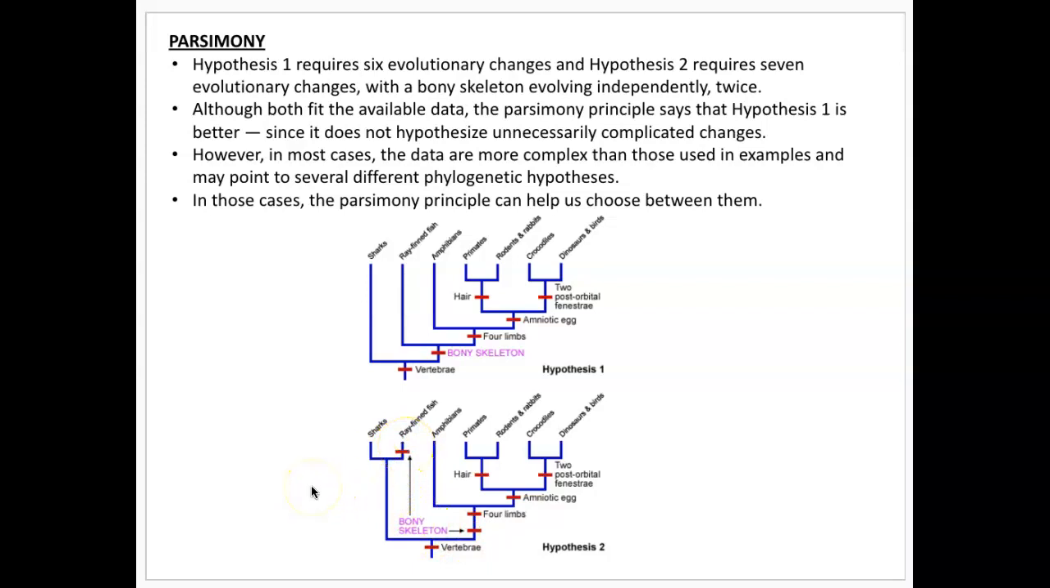So that's a pretty big trait to develop, a bony skeleton. It would be highly unlikely that it would develop 2 times independently in evolutionary history. It has essentially fish, some sort of common ancestor to fish diverging first, and then from that we have sharks and then bony fish. And so the principle of parsimony would say it makes more sense for the bony skeleton trait to develop just 1 time in history. So hypothesis 1 would be applied.